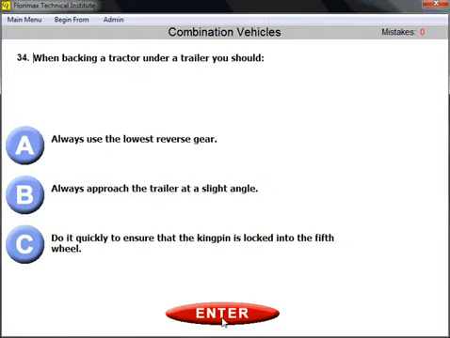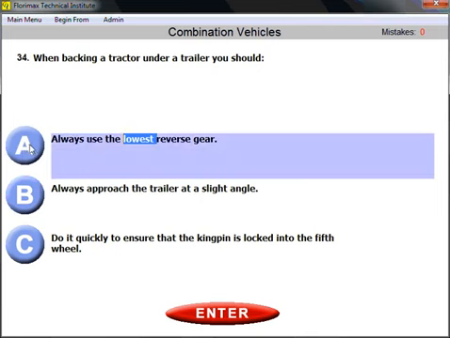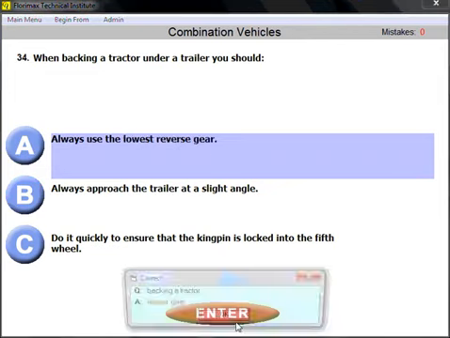Question number 34. When backing a tractor under a trailer, what should you do? Again, read all of them, and when you find lowest reverse gear, that's it. Always use low gear: low gear for raising landing gears, for coupling tractor trailers, for driving to the mountain. Use lowest reverse gear.